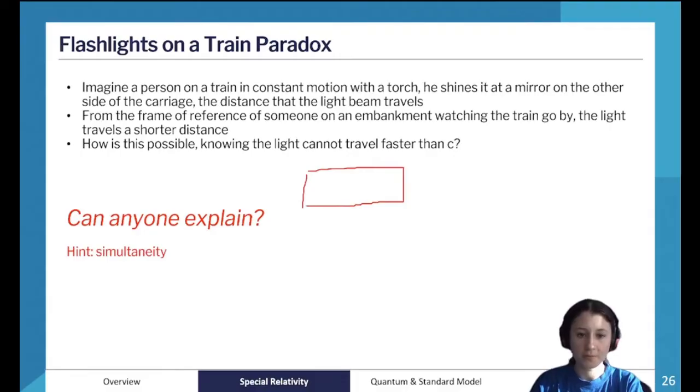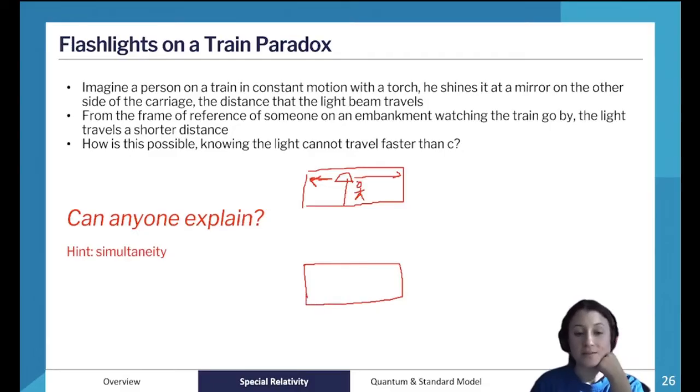Our carriage, the light, they would see the light hitting either end of the carriage at the same time. This is a person standing on the train. Alright? But if we have a person standing outside of the train, what are they going to see? They're going to see the light in the middle.